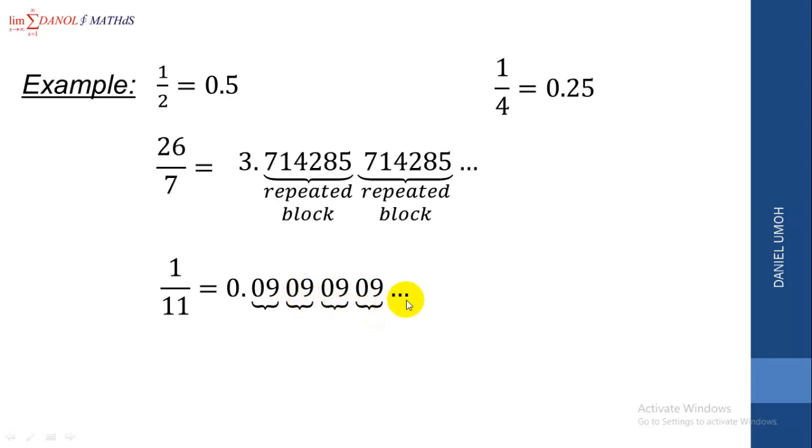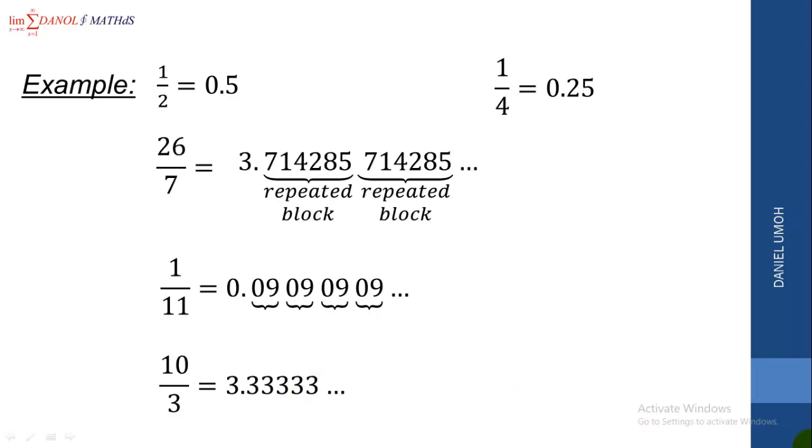Now, 10/3, for instance. 10/3 will give us 3.33333333 and so on. So you see, this number blows off. It doesn't terminate. But one of the distinguishing features is that it has what? A repeated block. That means you can predict what the next number is. All these are examples of what? Rational numbers.